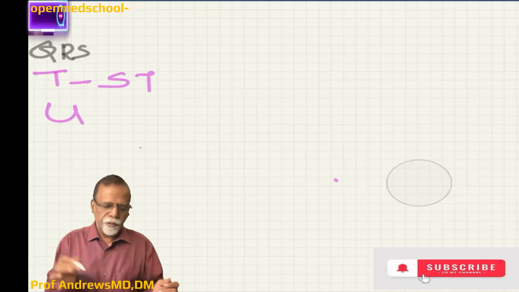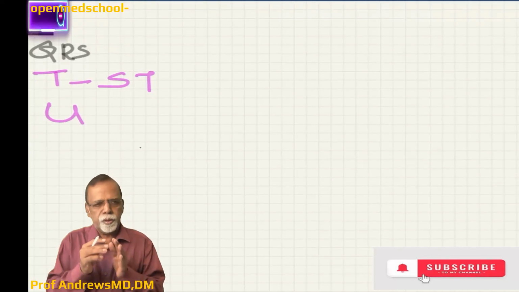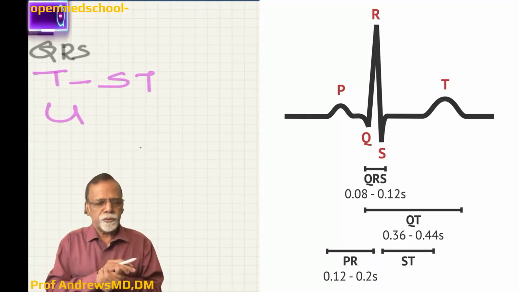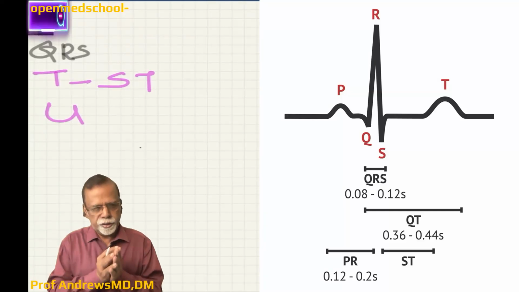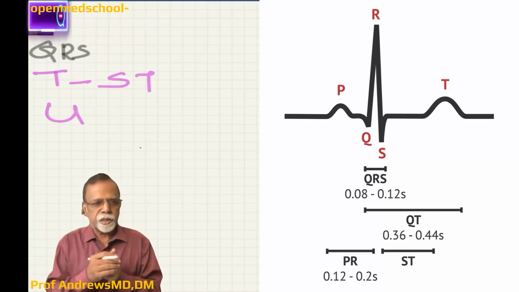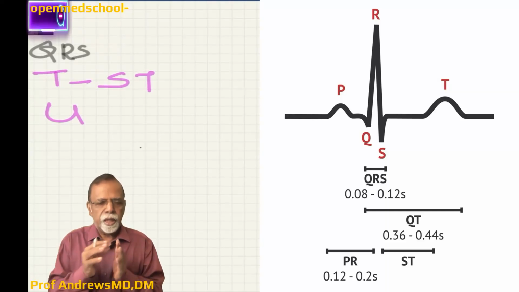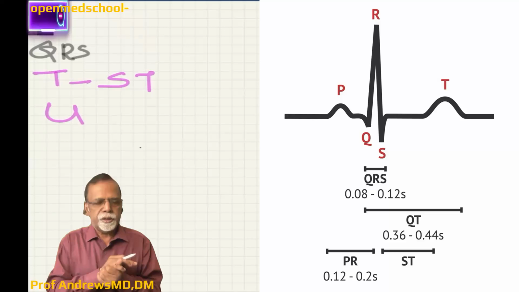So today we have discussed the various components of the normal electrocardiogram and some of the common abnormalities that you have to look for in an ECG. In the next session, we will be discussing rate and rhythm identification in the ECG.